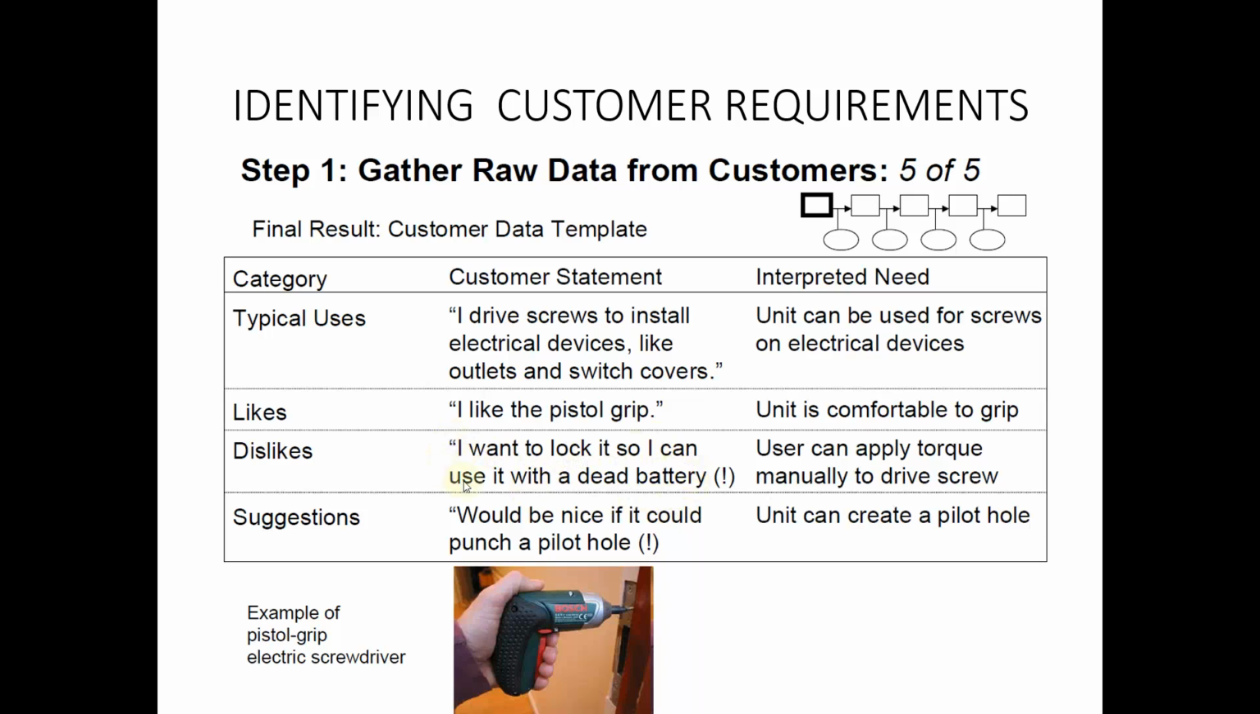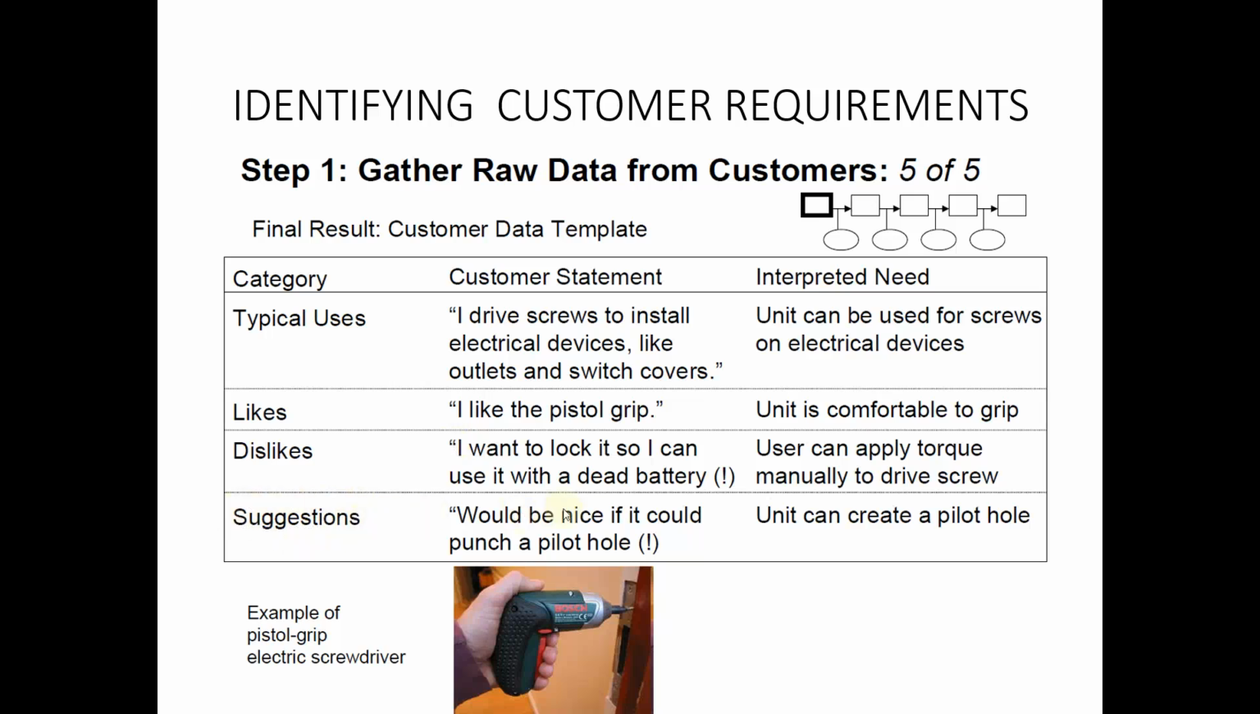So there is a gap, an additional requirement: I want to lock it so that I can use it with a dead battery. So even if the battery charge is down, I should be able to use it. That is a requirement, and that is what he dislikes about the current product he is using. From that we can analyze what his need is: the user can apply torque manually to drive the screw. That is, he should be able to use it as a manual screwdriver also when there is no battery charge.